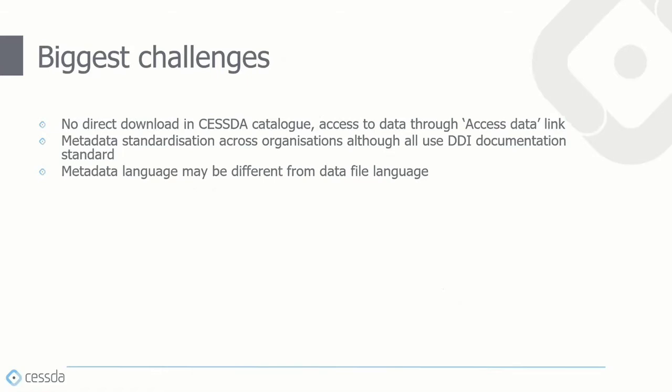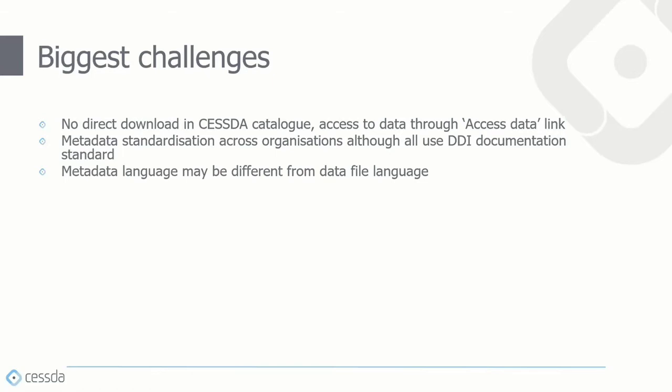And another one is that even though all metadata providers use the DDI documentation standard, there might be a different interpretation of a certain element, what it should entail. And of course, some archives have just recently started, while some other archive might have been working for nearly 40 years, and they have a lot of metadata from old times. So the metadata harmonization is quite a big challenge still.